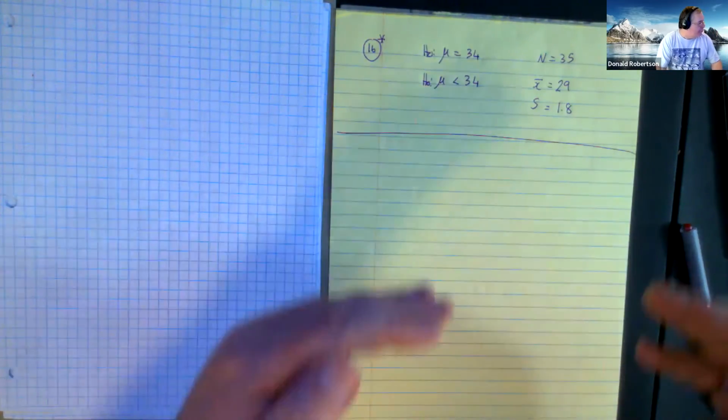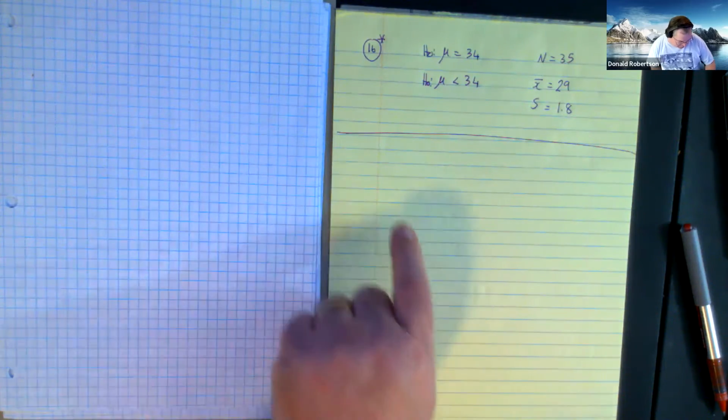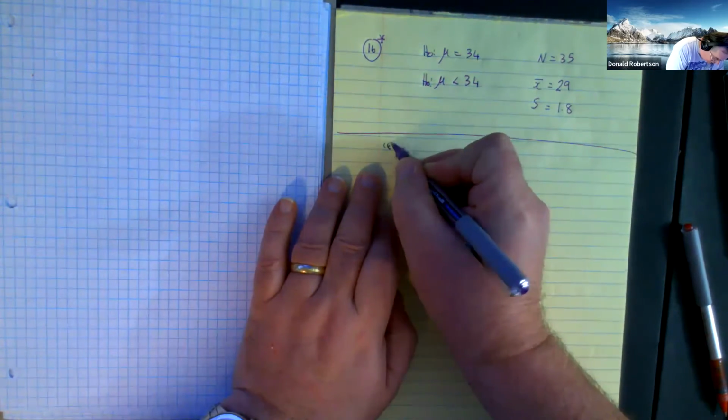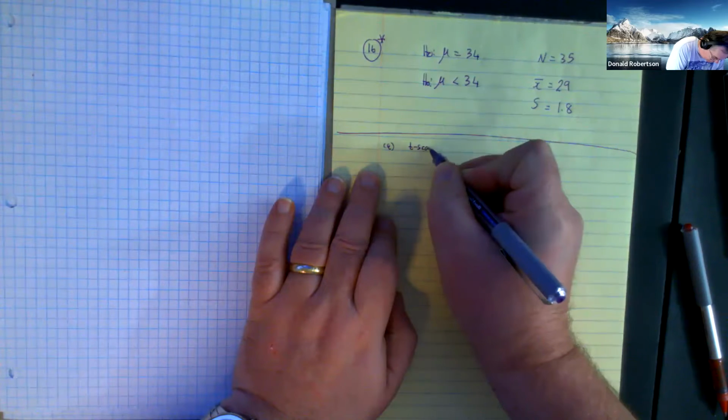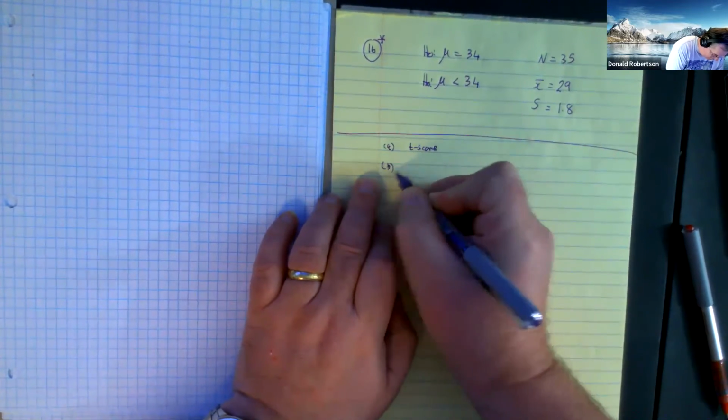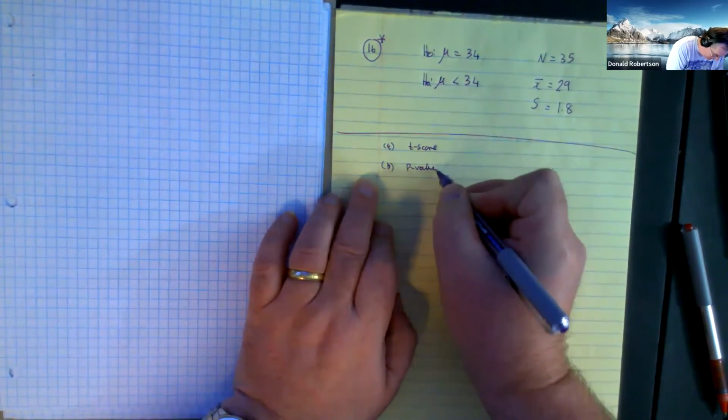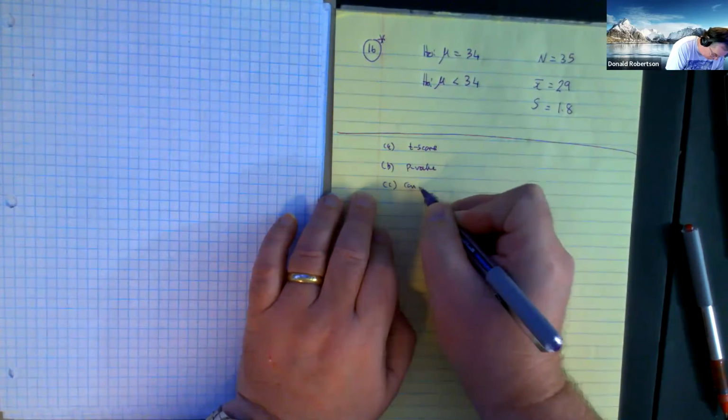We are now going to go through the entire process. They just give you little snapshots. Their snapshots are, they want you to find a test statistic, they want you to find p-value, and then they want you to do the conclusion.